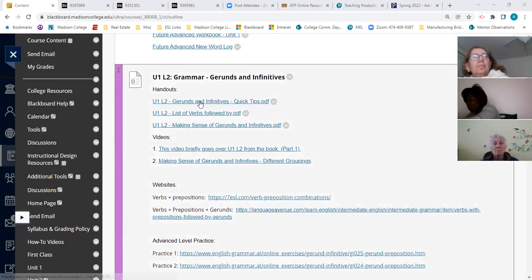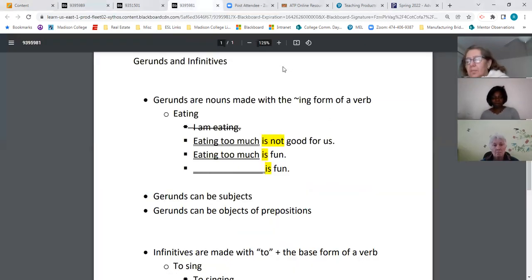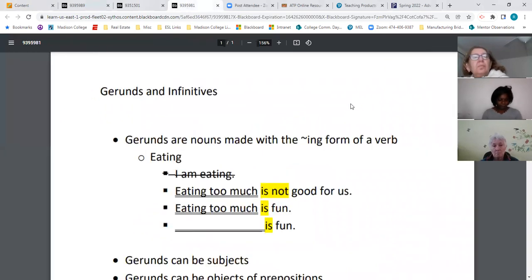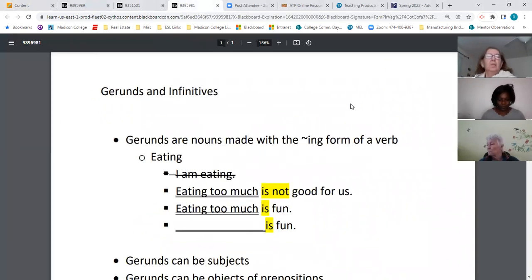I'm going to go over and share a little bit about these first 3 handouts. So the first one are just some quick tips. When we say gerunds and infinitives, this is grammar language where we use language to talk about grammar.